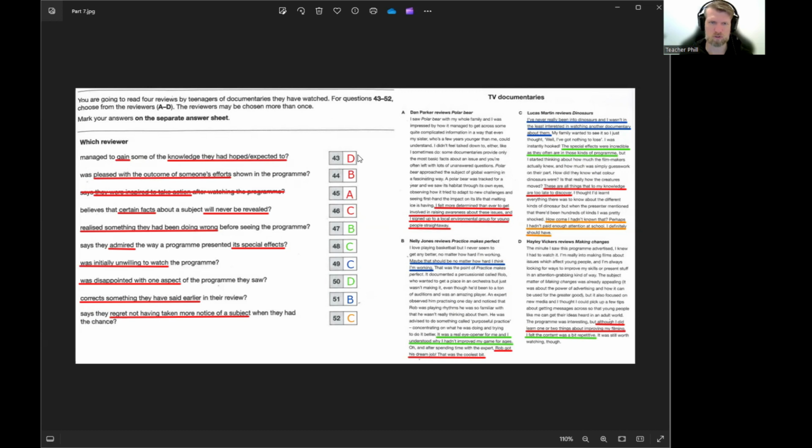So 43 is D, 44 B, 45 is A, 46 C, 47 is B, 48 is C, 49 as well. Okay, I'm happy about that. 50 is D, 51 is B, and 52 is C. Teacher Phil gets through reading and use of English in B2 first with a full score. I'm very happy. Of course, I should, as someone who prepares other people for their Cambridge exams.